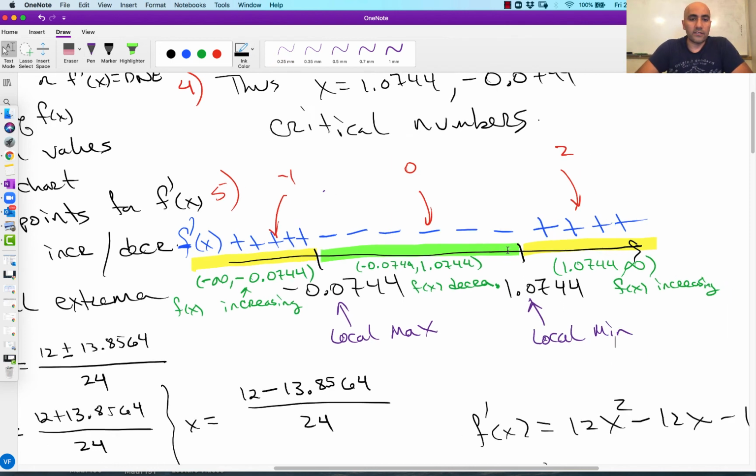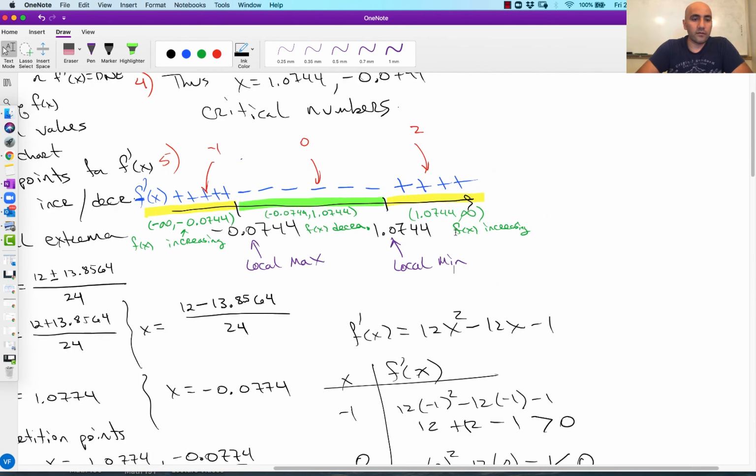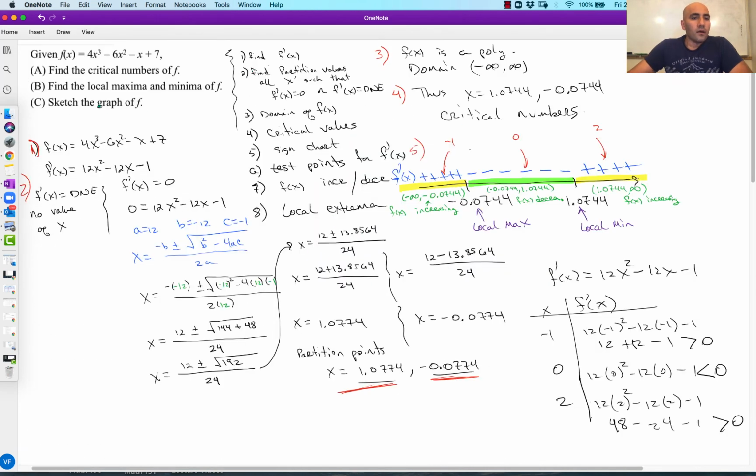Okay, so let's see if we've answered everything. We were asked to find the critical numbers of f, to find the local maximum and minimum of f, and then to do a rough sketch of f. Okay, so we found the derivative, right here. We found the derivative of our function. That's step 1 in this process, took care of that. Then we found the partition values by setting it equal to 0 and solving. We used the quadratic formula, so we found these 2 points right there.